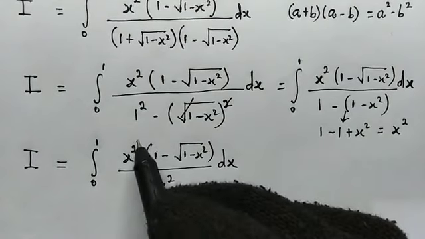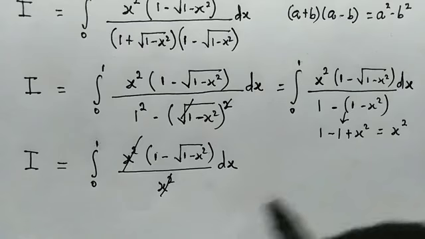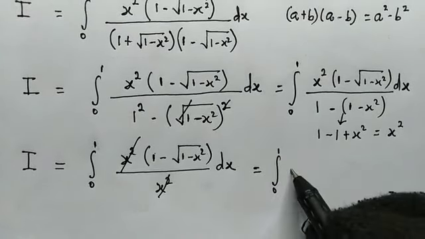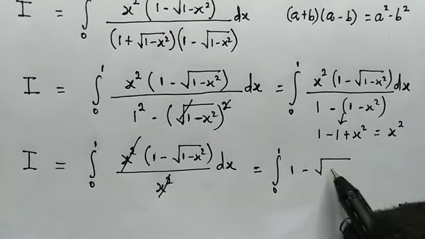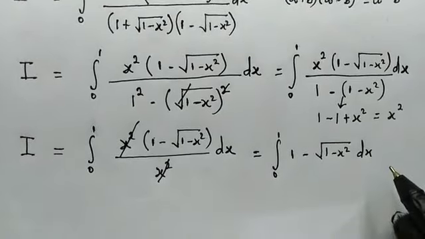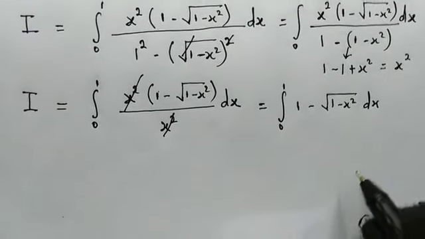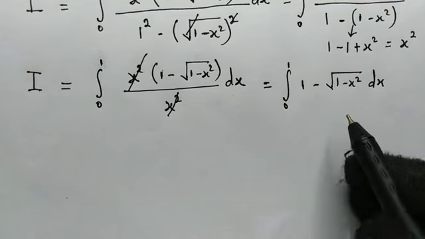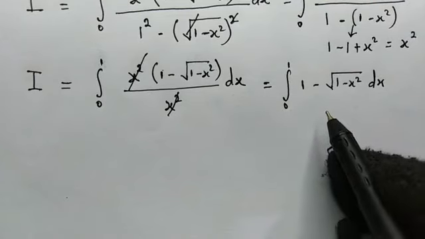So we have this nice cancellation, where this and this cancel out. So we have I equals the integral from 0 to 1 of 1 minus root of 1 minus x squared dx. Isn't that amazing? Yes, of course. So we can see we have arrived at the interesting part of this integral.